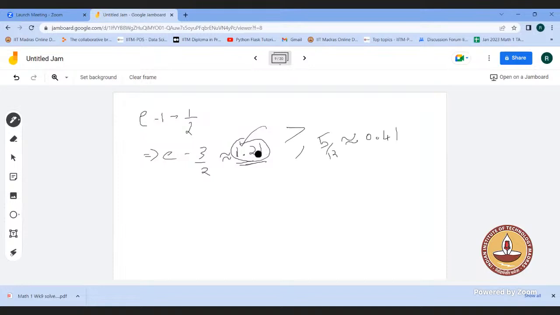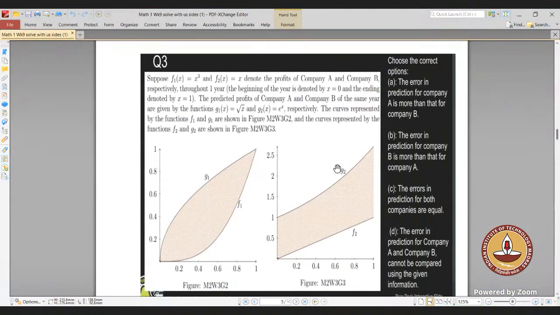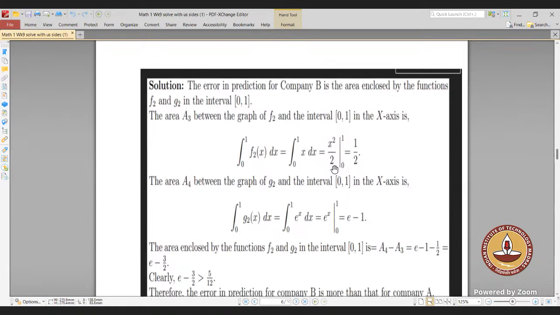So which option will be correct then? Option number 2, right? The error in prediction for company B is greater than, more than that of company A. So that statement is correct, right? So everyone got this question, right? So we'll just see the solution which is given, which is the same as what we have discussed.